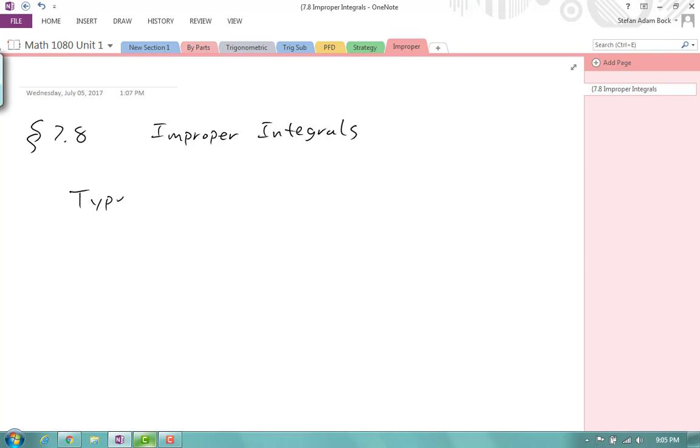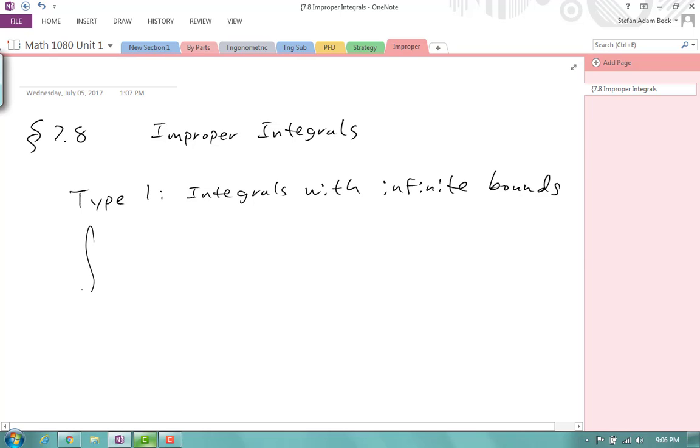The first are integrals with infinite bounds. When I have something like that, I might have an integral that goes all the way to negative infinity up to a number, or from 0 all the way up to infinity. To have a weird example, I can go from negative infinity up to 6 of r e to the r over 3 dr.